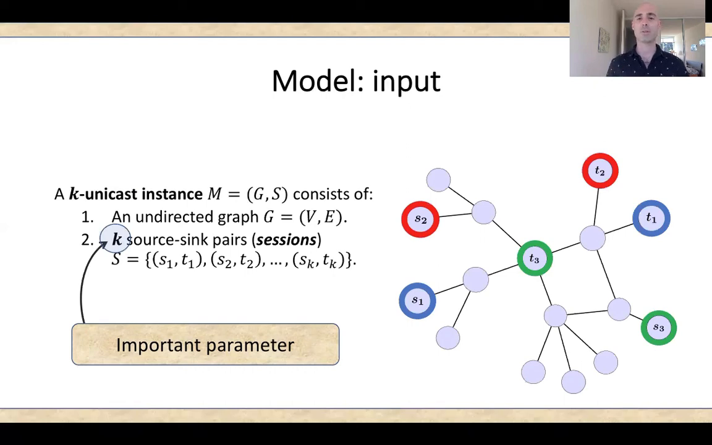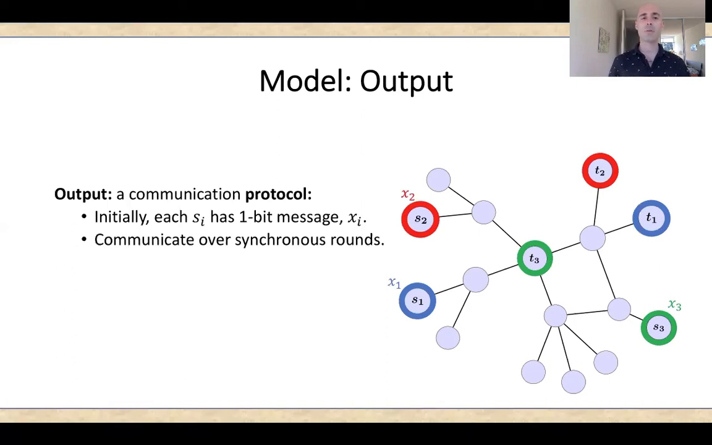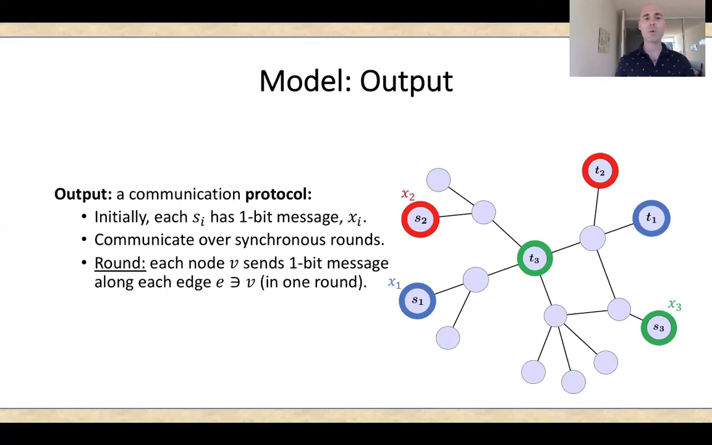What's the output? We'd like to send information from every source to its sink. So what we want is a communication protocol, which allows us to solve the following problem. Initially, all the S_i's will have a 1-bit message X_i. The communication will take place over discrete time steps, which we'll refer to as rounds. In each of these rounds, each node will be allowed to send a 1-bit message along each of its edges. And this will take 1 round to cross the edge.